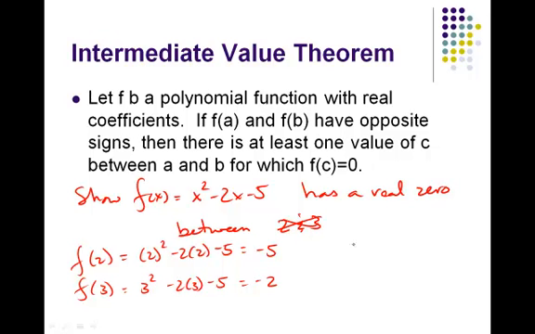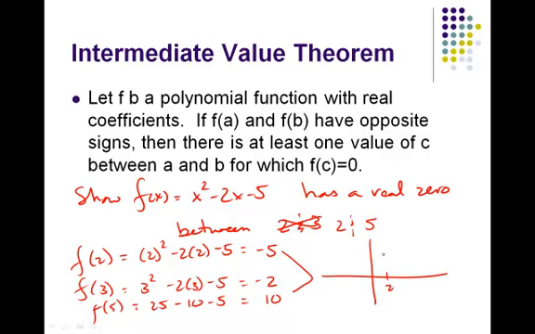Let's change this and say, what about between 2 and 5? So f of 5 would be 25 minus 10 minus 5, and that would be 10. Now I can say that between f of 2 and f of 5 there must be a real 0. F of 2 is at negative 5, f of 5 is at 10. Somewhere between these there must be some value c for which f of c is 0.